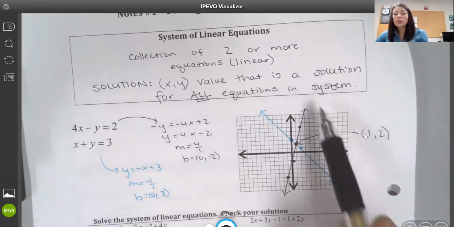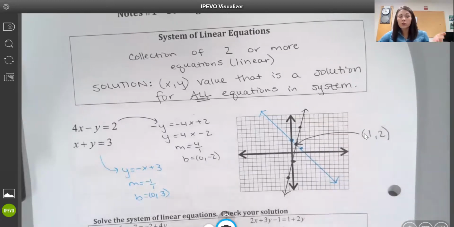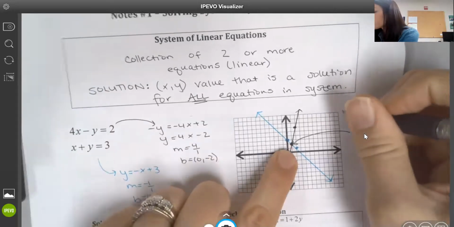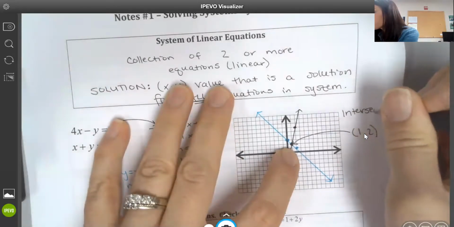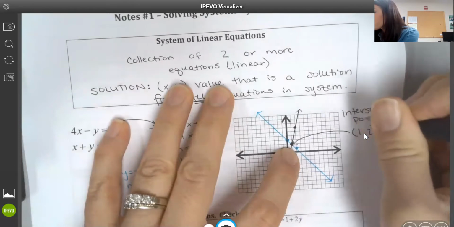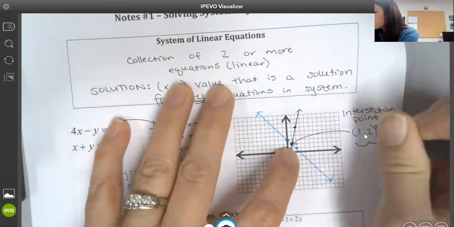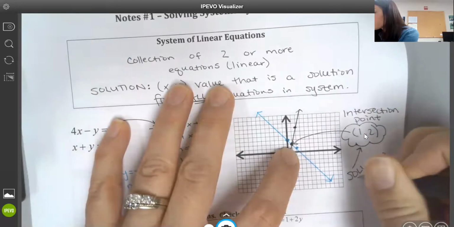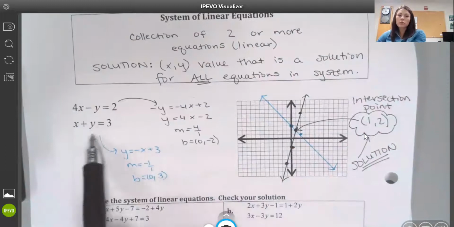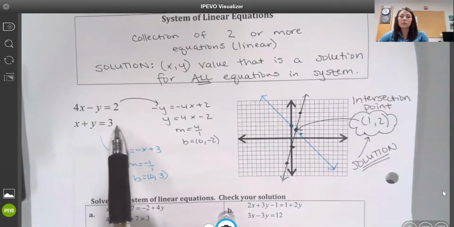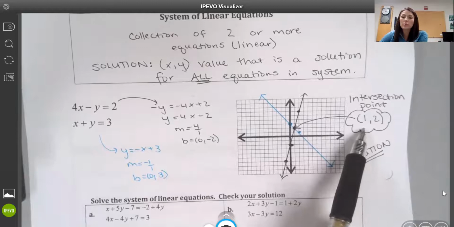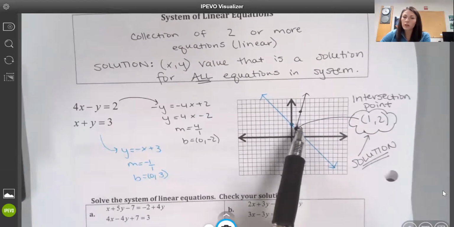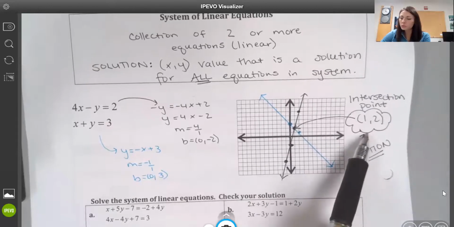Okay, so before we just had one line. Every point on that line is a solution. Now we have multiple lines, and our solution is where they meet or their intersection point. Okay, this is the solution of my system. Okay, so I have this system, 4x minus y equals 2, x plus y equals 3. The solution of that system is where they meet or where they both have a solution at 1, 2. Okay, that's the solution to my system.